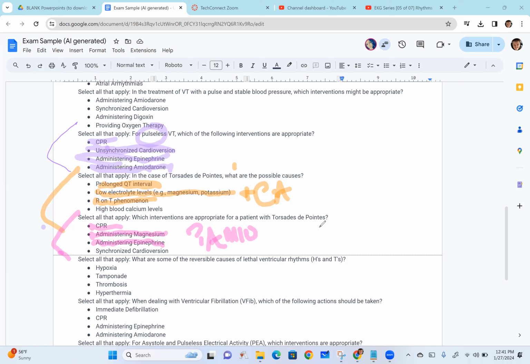So amiodarone works based on the cardiac action potential. That was the whole reason why we introduced you to those things. So there's the cardiac action potential, and remember, K is what is going to bring this down. K is cold water. K goes outside the cell.